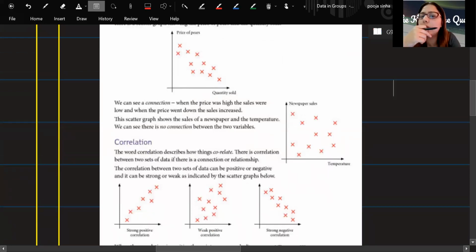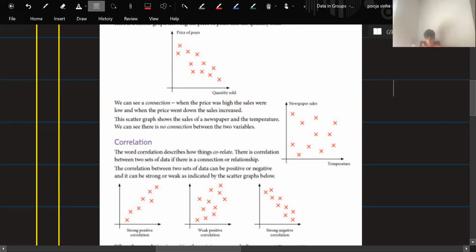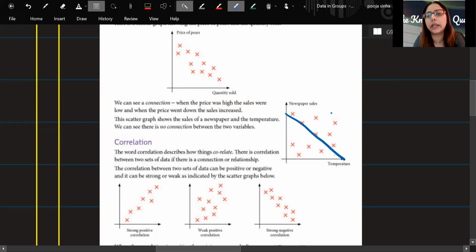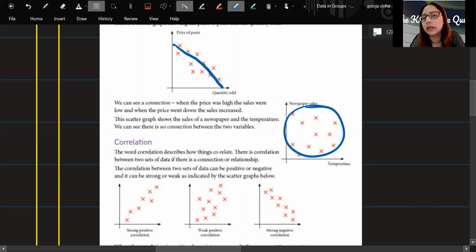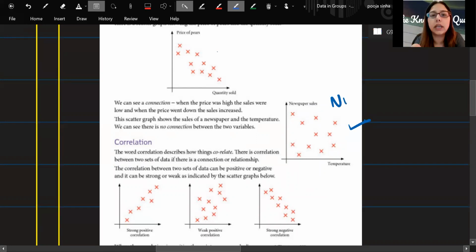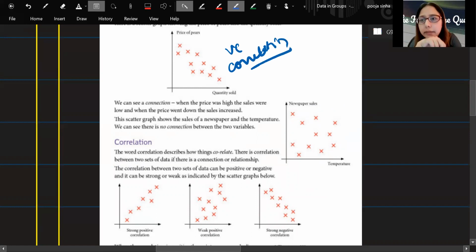Next question tells you newspaper sales and temperature. Do you think there's any correlation between them? No. As per the graph also, we don't see anything going like this or like this. Here we could clearly see the line was something like this. Here there's nothing. These points are spread all over, isn't it? So you understood, here there is no correlation. Here there is negative correlation. Is my point clear?